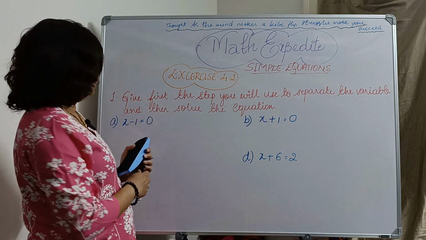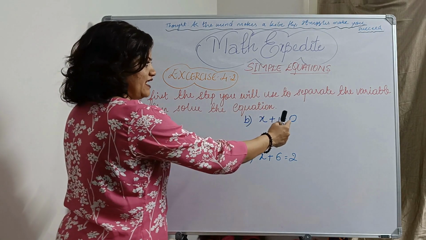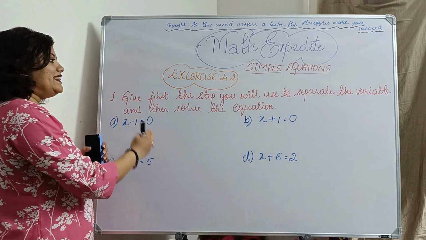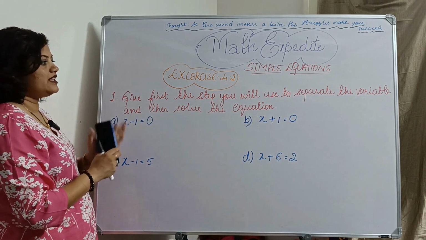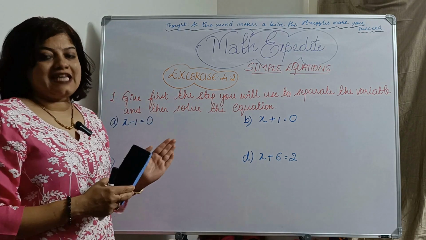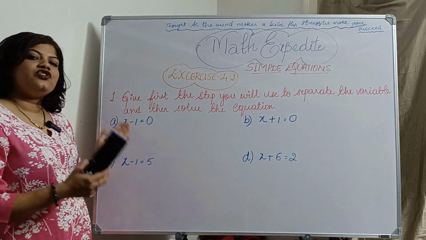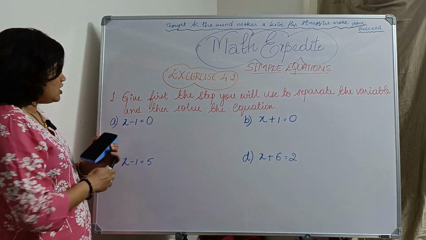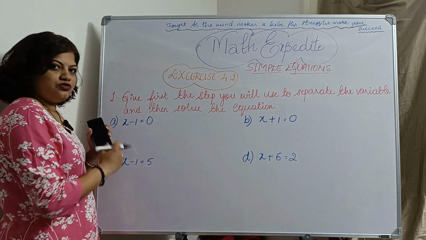Today let us discuss some NCERT exercises on simple equations. Exercise 4.2, first one: give the first step you will use to separate the variable and then solve the equation. So what are they asking us to do? They are asking us to do the first step to separate the variable, and then further we have to solve the equation. We've learned in the previous video how to do this, isn't it?